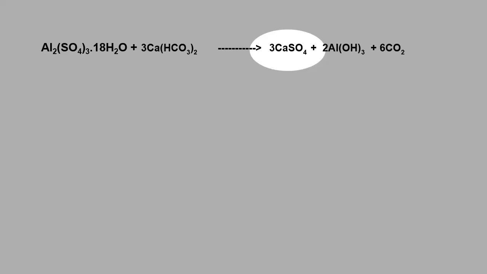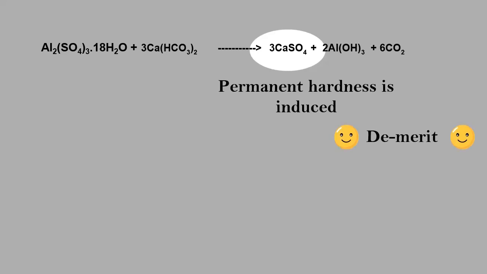You can see here calcium sulfate is generated. Alum is added with 3 parts of calcium bicarbonate and it gives 3 parts of calcium sulfate, meaning permanent hardness is induced inside the water by adding alum. Demerit.